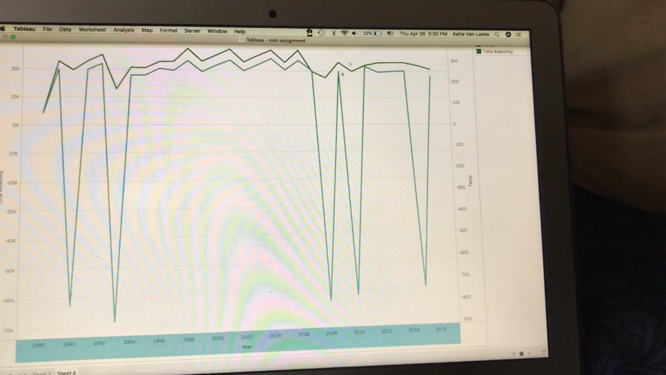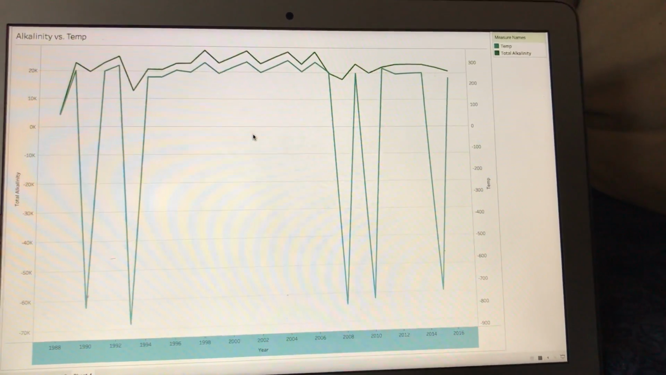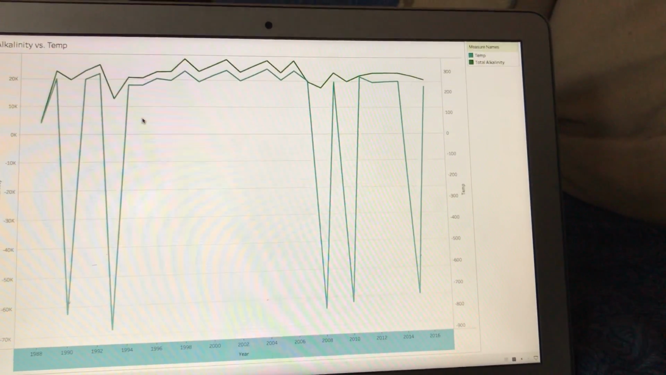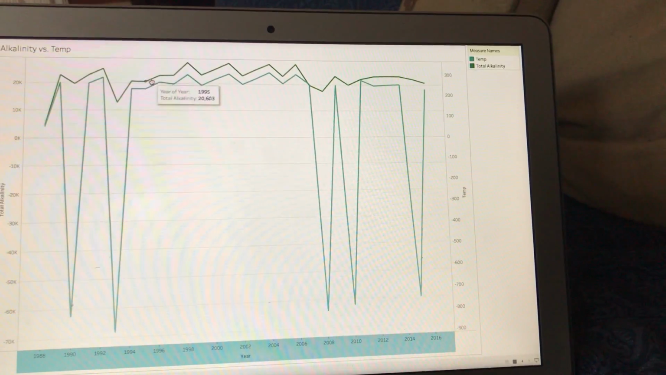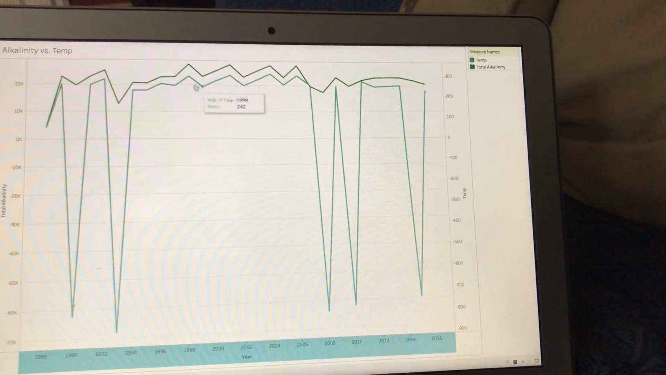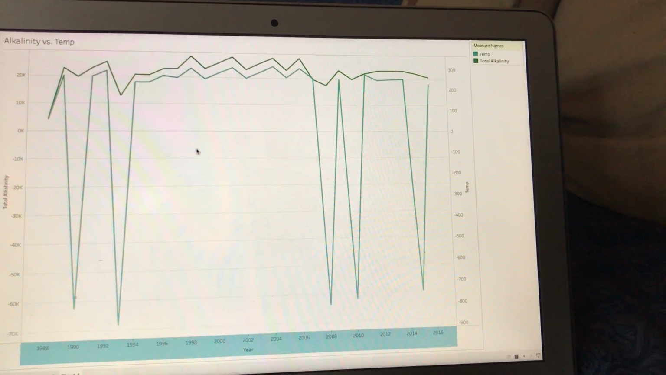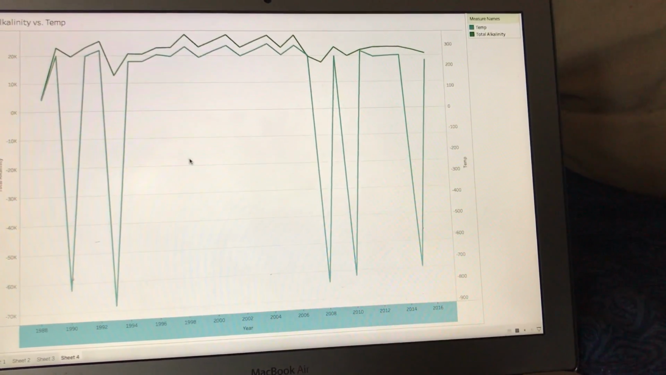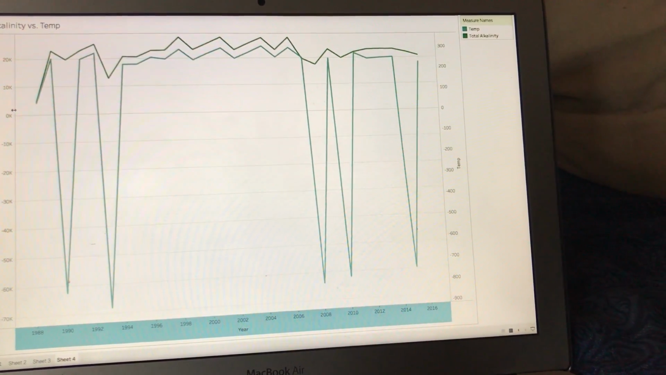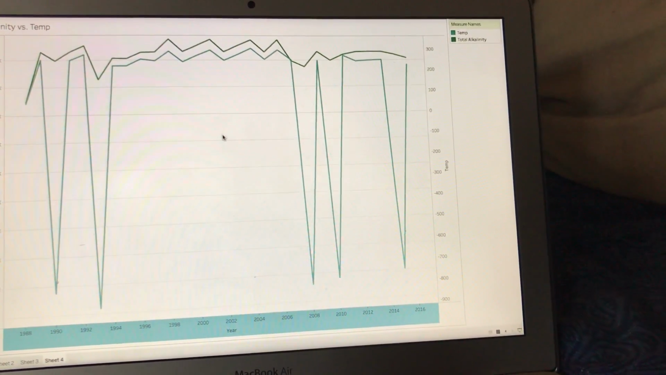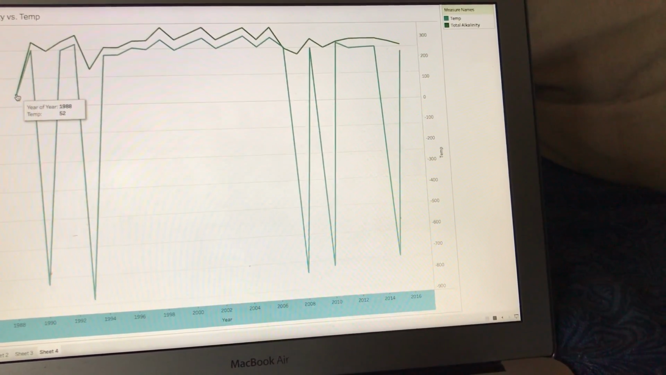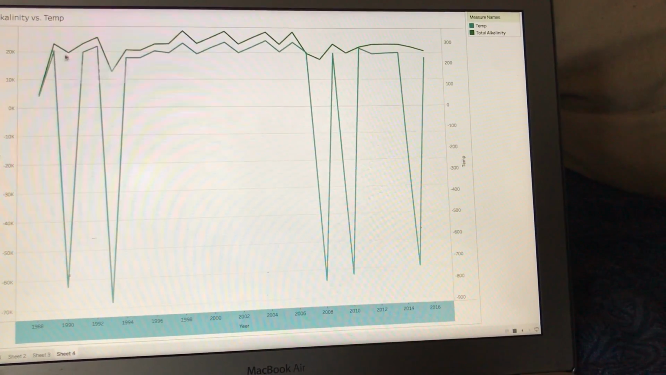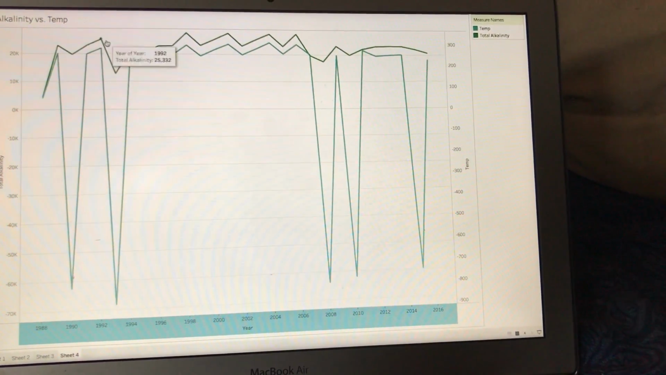My last graph, probably my most interesting one, I decided to compare and contrast alkalinity versus temperature. And here we have total alkalinity in our dark green line and our temperature in our light blue. And then I compared and contrast over years with our alkalinity on our left-hand axis and our temperature on our right-hand axis. Based on this data, we can see that it looks to be very, very similar. So at our peaks, we have both of them peaking, and in our dips, we have both of them dipping.